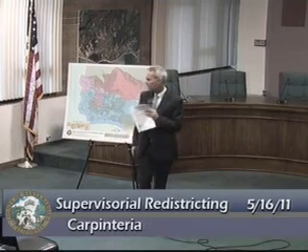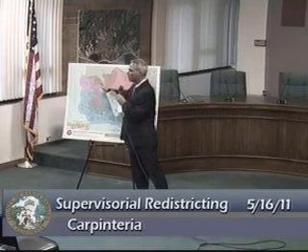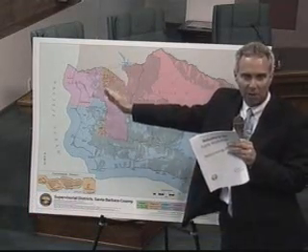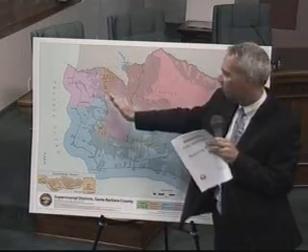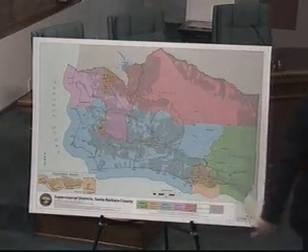Okay, so that's the general trend. And if you were to look at the map here, what that generally means is District 5 is going to shrink geographically in order to allow the people that are here in 5 to move into 4 or 3, and then eventually into 2 and into 1.